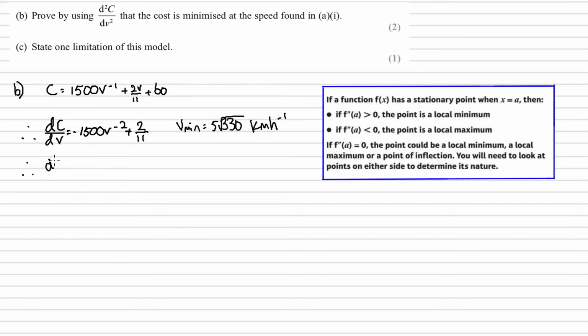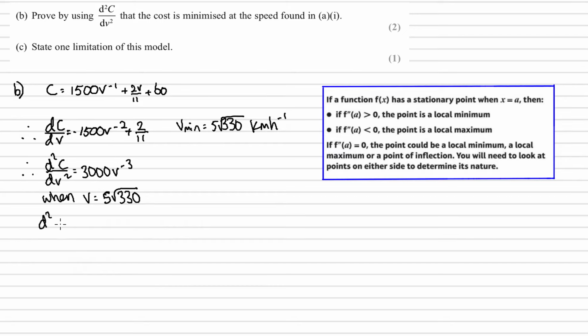Okay, so we can therefore say that d squared c by dv squared is equal to, and then we just simply differentiate again. Minus 2 times by minus 1500 is positive 3000. V minus 2 minus 1 is minus 3. And this constant differentiates to 0. Okay. So what we're going to do now is we're going to check when V is equal to 5 root 330.